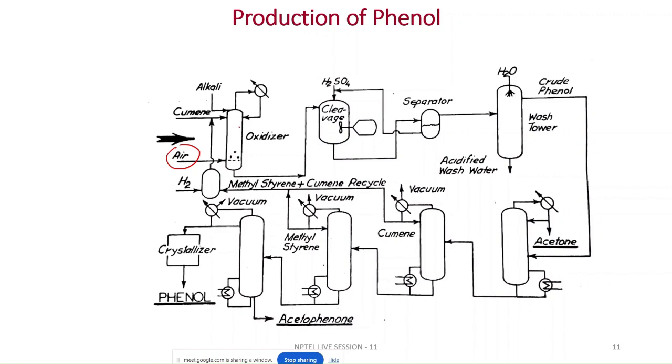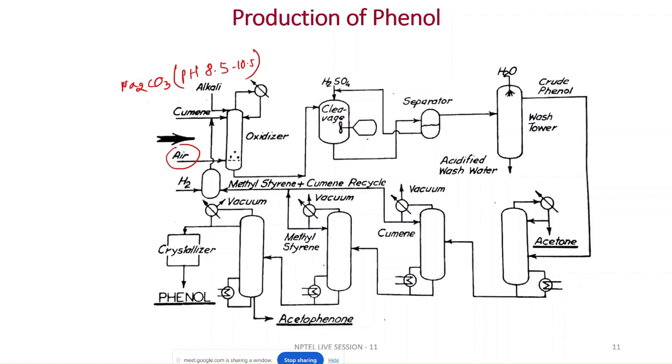in the oxidizer, in the presence of sodium carbonate, and a pH of around 8.5 to 10.5 is maintained. So in the oxidizer, the oxidation of cumene to cumene hydroperoxide is being done. Some of the vapor is condensed and sent back to the oxidizer. The liquid product is taken to the cleavage.